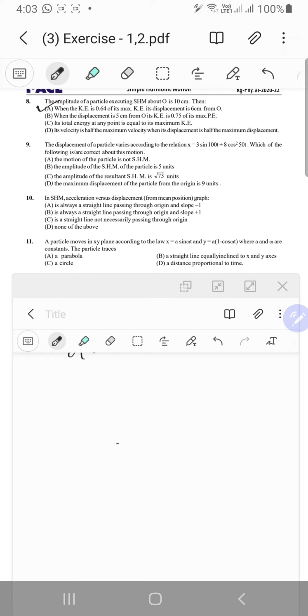Total energy at any point is equal to maximum kinetic energy. Wait, what? I mean, no, we have not defined the. Okay, that doesn't seem to be making sense. Its velocity is half the maximum velocity when its displacement is half the maximum displacement. What? No, it's going to be square root of 3 by 2. So, no. I guess only A is correct. B and C, I don't know if they are correct or not, so I'm going to put a dot over there.